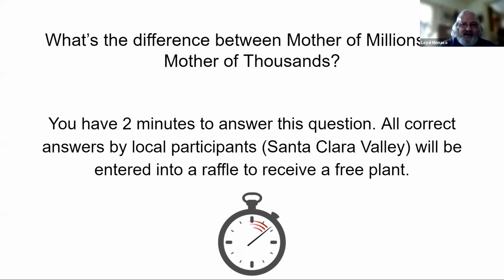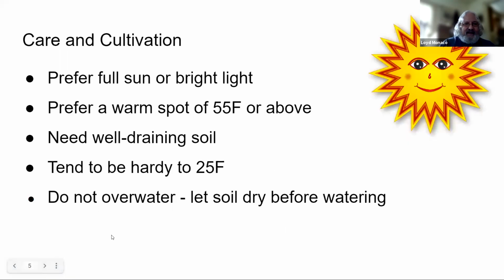Are we ready for the next slide? There we go. Care and cultivation. So we are now officially starting the presentation. To start out with, and throughout, I will just refer to these as Kalanchoe. They prefer full sun, the brighter the better. They will survive in partial shade. They do like a warm temperature, but not to the point where they're getting burned or too much heat.